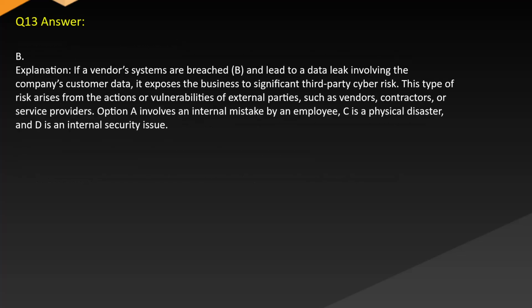Answer B. Explanation. If a vendor's systems are breached (B) and lead to a data leak involving the company's customer data, it exposes the business to significant third-party cyber risk. This type of risk arises from the actions or vulnerabilities of external parties, such as vendors, contractors, or service providers. Option A involves an internal mistake by an employee. C is a physical disaster, and D is an internal security issue.